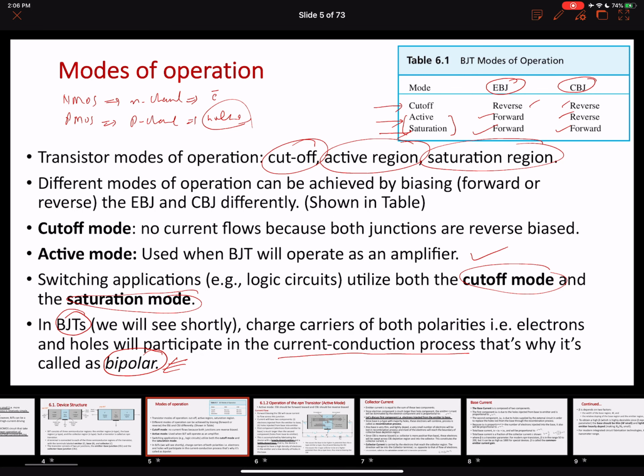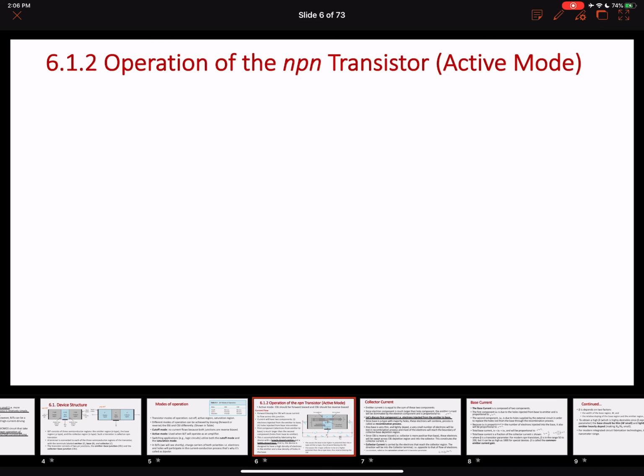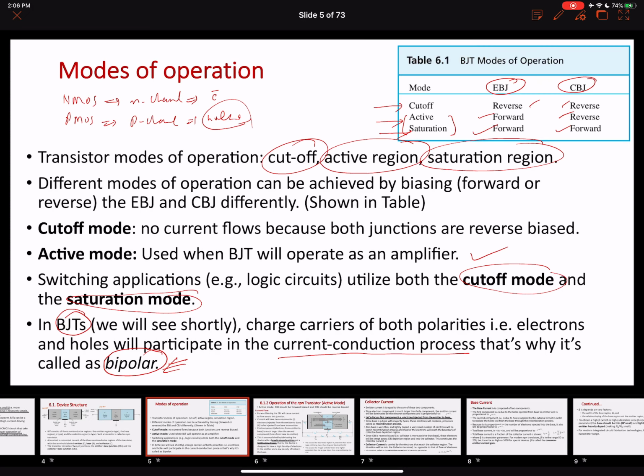Okay, now let's talk more about its actual operation. How do we operate the transistor and how does the current flow? Let's consider the active mode. Going back to the table, in the active mode the emitter base junction is forward biased and the collector base junction is reverse biased. Okay.